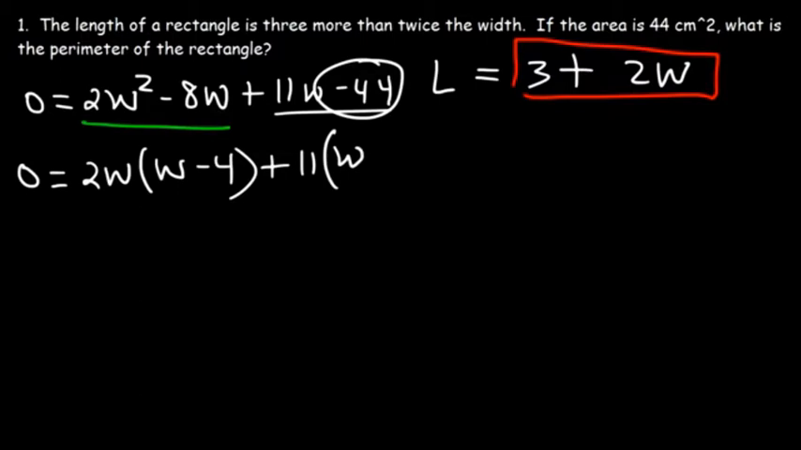Now, we're going to get rid of the negative answer because we're dealing with a real-life object. And to have a side length of negative 5.5 doesn't make sense. So we're going to choose this value. W is equal to 4.